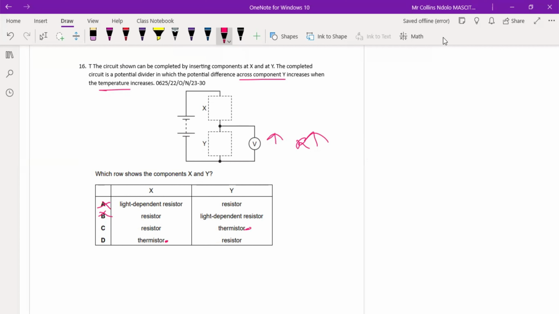But when you increase temperature, the resistance of the thermistor must decrease. That is why X must be a thermistor. This must be a thermistor here. And this will just be any other resistor. So if X is a thermistor, our answer is D.